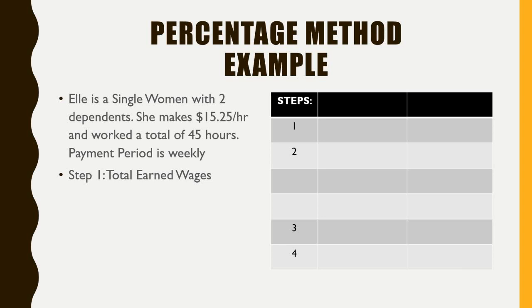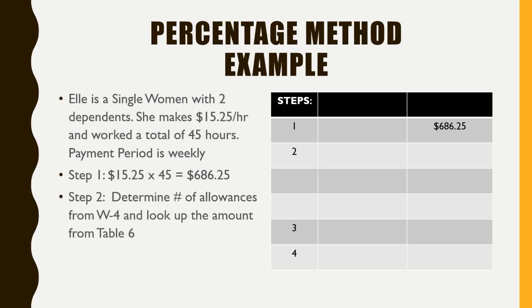So we calculated step 1, the total earned wages, which in this case was $686.25. We took $15.25 and multiplied by 45. Now we get our total earned wages, which is our gross wages.